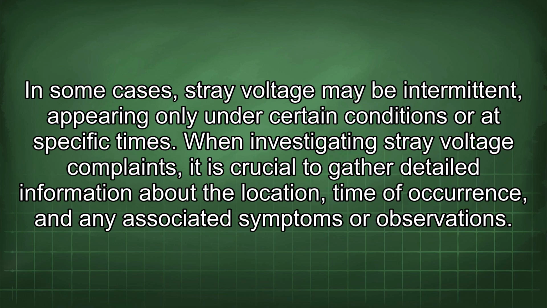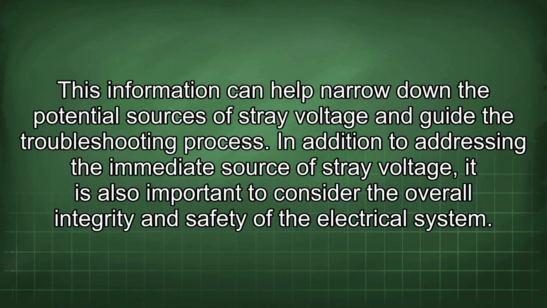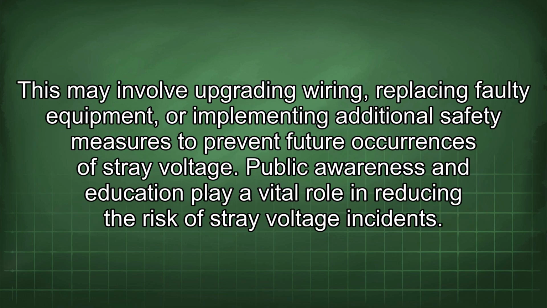When investigating stray voltage complaints, it is crucial to gather detailed information about the location, time of occurrence, and any associated symptoms or observations. This information can help narrow down the potential sources of stray voltage and guide the troubleshooting process. In addition to addressing the immediate source of stray voltage, it is also important to consider the overall integrity and safety of the electrical system. This may involve upgrading wiring, replacing faulty equipment, or implementing additional safety measures to prevent future occurrences of stray voltage.